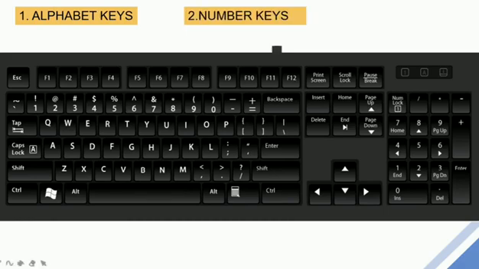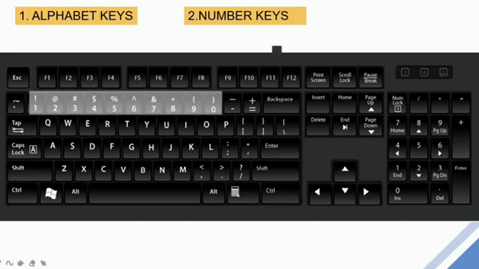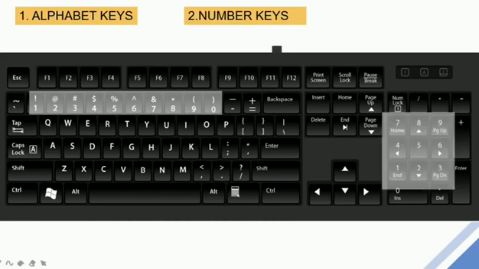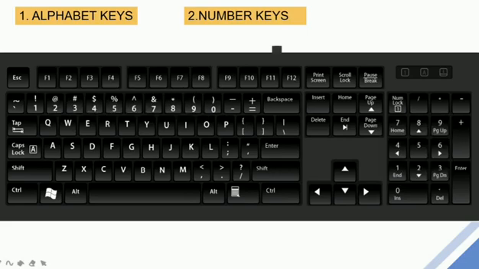Next we have the number keys. Number keys are numbered from 1 to 0. As you can see here, these are all number keys. These are situated just above the alphabet keys. When you look towards the right side of the keyboard, you can also see a set of numbers there. You'll have 1, 2, 3, 7, 8, 9 till 0 here. This set of keys is what we call the numeric keypad.